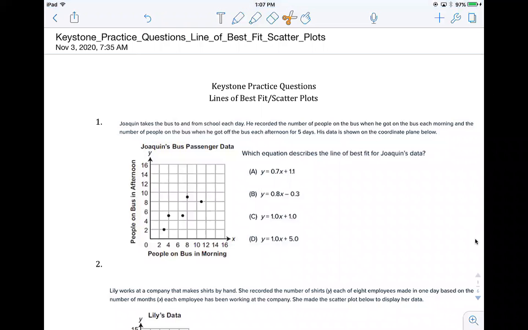This screencast is on the Keystone practice questions, line of best fit, and scatterplots.